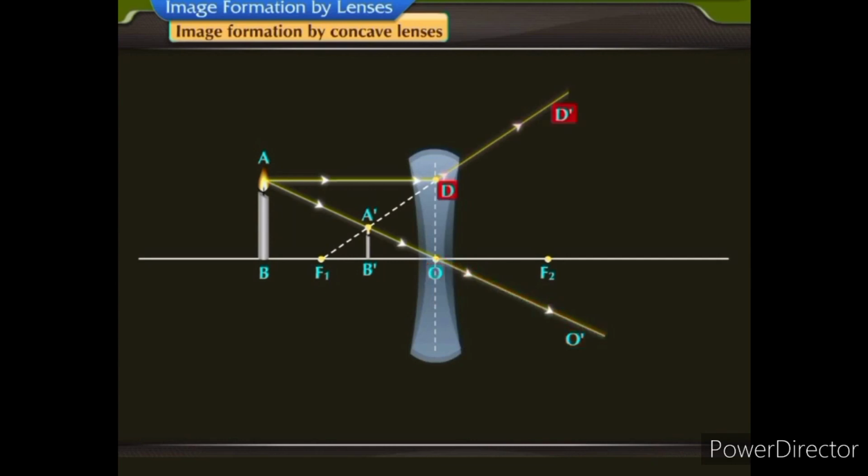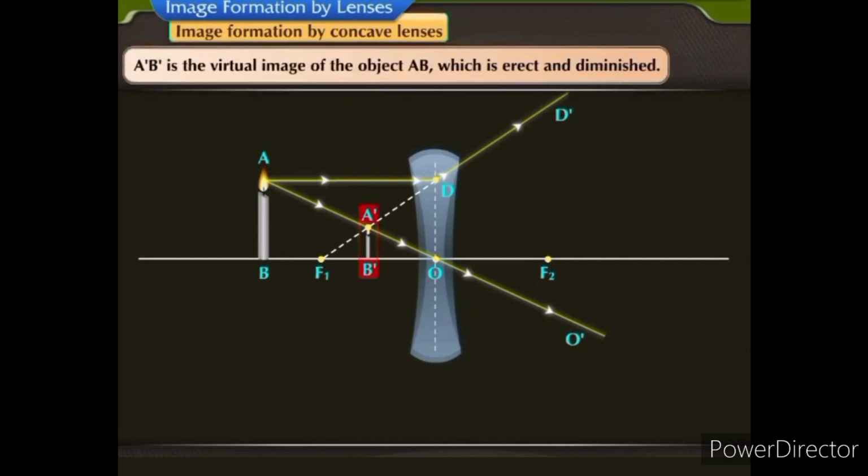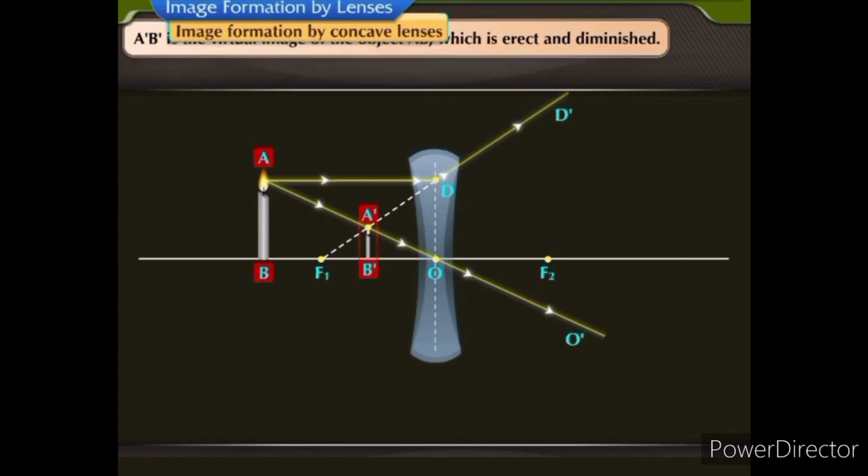The two rays DD' and OO' do not actually meet at a point but appear to meet at a point A', which is the virtual image of the point A. Hence, A'B' is the virtual image of the object AB, which is erect and diminished.